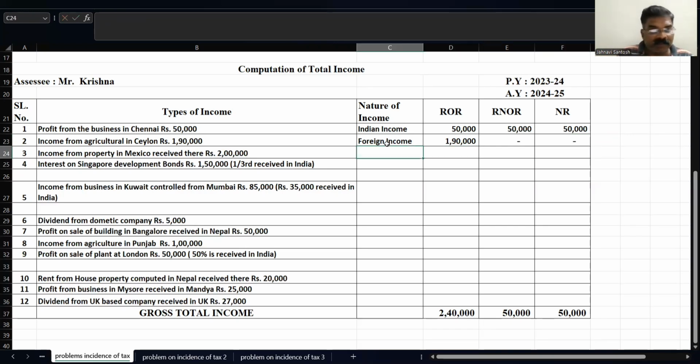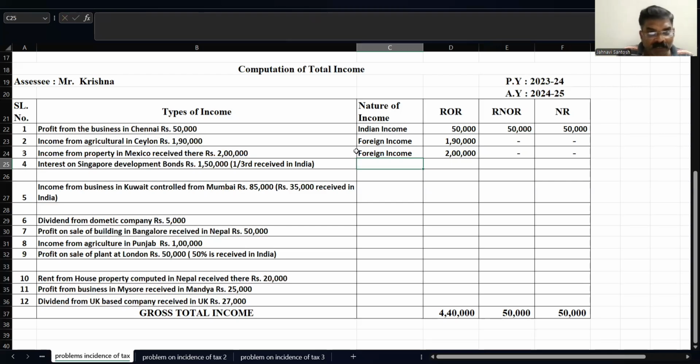Okay, children. Then we go to the third one. Income from property in Mexico. Mexico, where I told it's in North America. Mexico is one of the countries where the property has generated income that is received in Mexico. Mexico is not inside India. It's a foreign country, so directly I write it as a foreign income. Here, it is taxable only if the individual is a resident and ordinarily resident. The other two cases are not taxable.